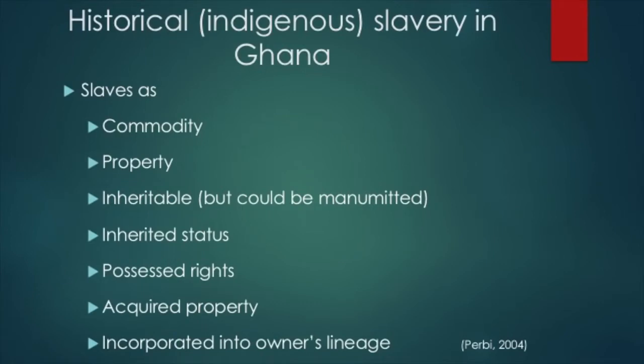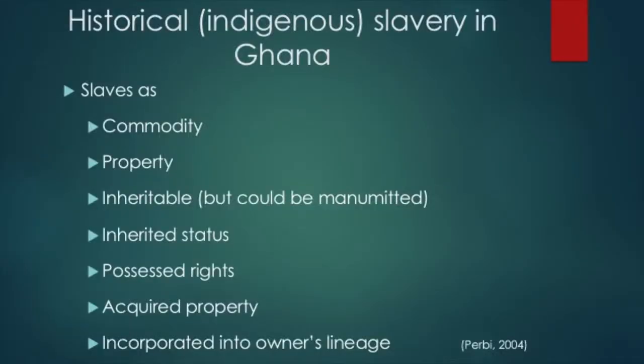Now, historically, slaves in Ghana were perceived as commodity. Slaves were property. They could also be inherited. So a son of a slave owner could inherit the slaves of the father. However, even in our fieldwork, we've recorded scenarios where people have alluded to the fact that their great-grandparents who were slaves were manumitted. They worked and gained their freedom from their slave owners.